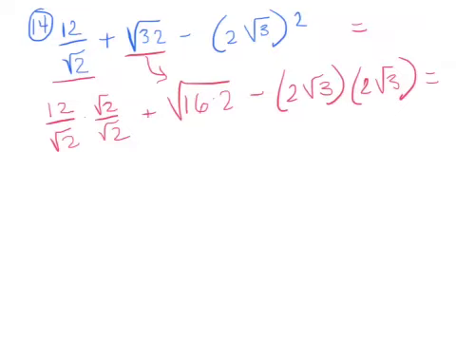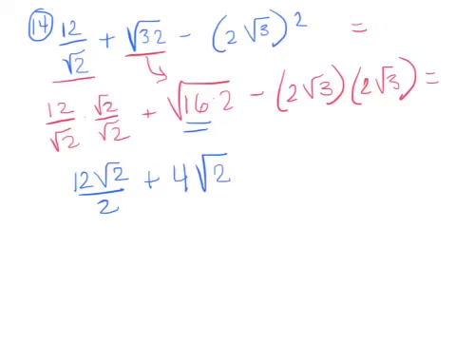So let's see what we've got. In the first case, we're going to have 12 radical 2 over 2. In our second expression, I'm going to take the square root of 16, so that's going to be 4 radical 2. And in this last expression, I'm going to have 2 times 2, which is 4, times radical 3 times radical 3, which is 3.